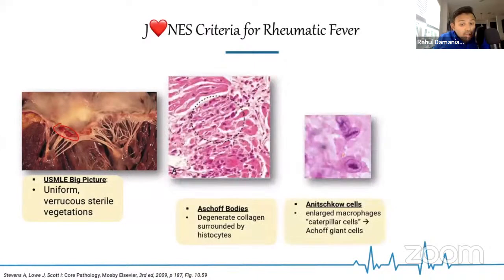For the myocardium, you're going to have those Aschoff bodies, which are going to be these epithelial histiocytes and this degenerated collagen that you will see. And if you zoom in, you can see these Anitschkow cells, which represent these enlarged macrophages with this prominent nucleoli. And they kind of look like what they call caterpillar cells. And they can aggregate together and make these Aschoff giant cell bodies.